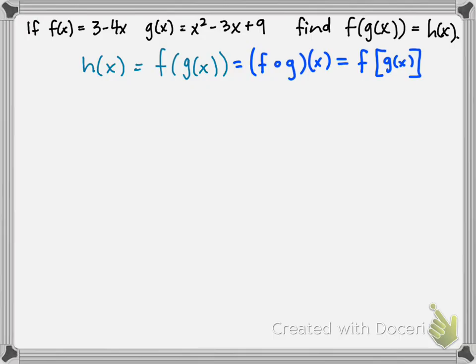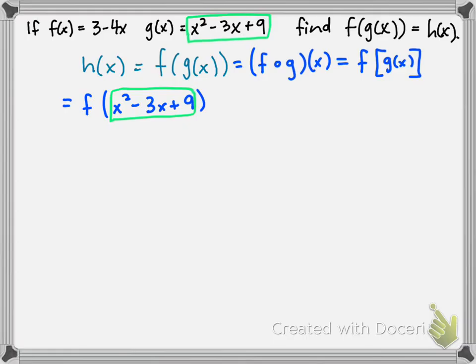All of them mean the same thing. So what I want to do is find g of x first. Well, g of x is provided for me. This is g of x. So now I can rewrite the first statement and say, really, I want to do f of x squared minus 3x plus 9. Now remember, when I say of and then I have this long trinomial, this long trinomial is my new input. So what I want to do is go to my f function and say, well, f is really 3 minus 4 times something, the x. The x is going to be replaced with that box, that trinomial. So I have 3 minus 4 times x squared minus 3x plus 9.